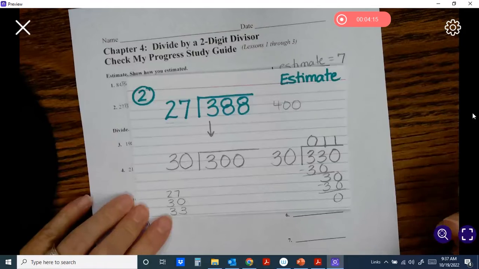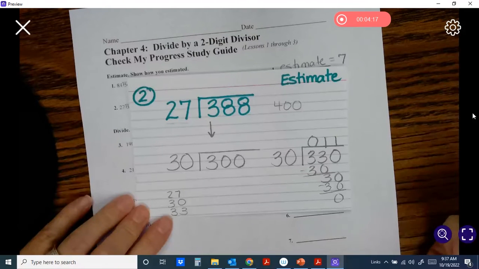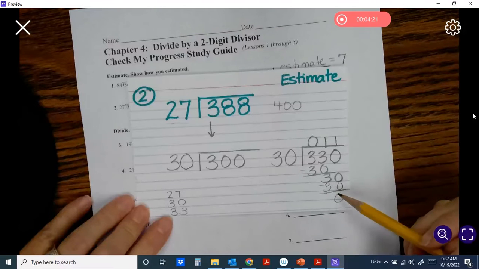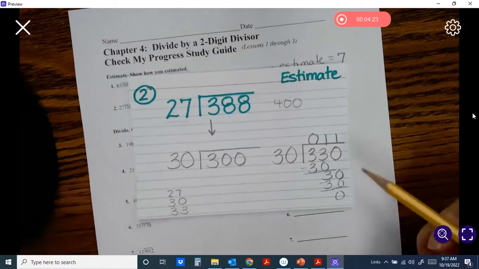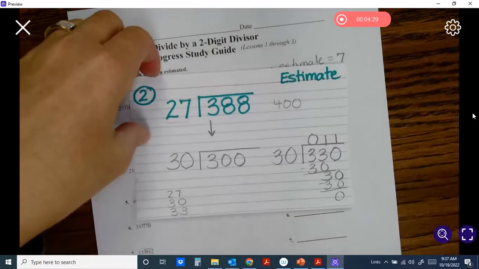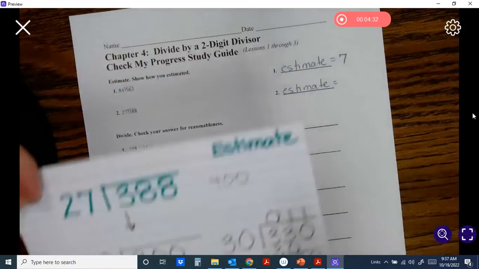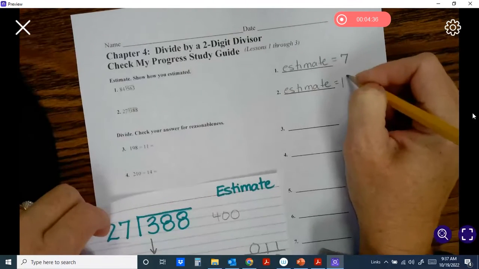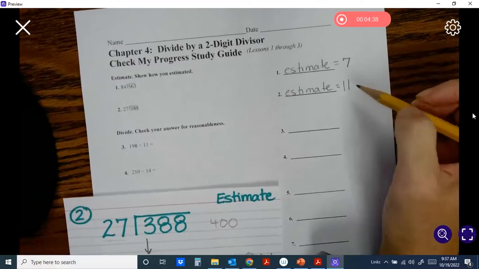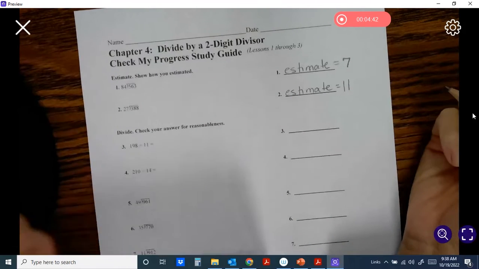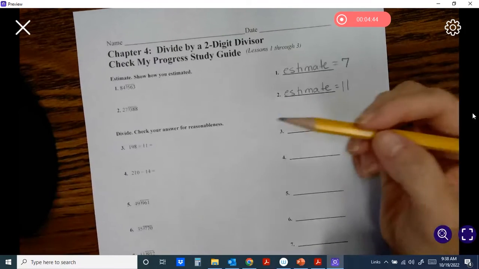Okay? Now the idea for an estimate is that you can do it in your head, which I could do this in my head. So that would be my estimate. So for an estimate, you really do want it to be kind of close to the answer. Okay? I just wrote this out so that way you could see it. So I would say about 11. But we're going to say that you'll have a lot of leeway on this question. Okay? All right, next, divide.